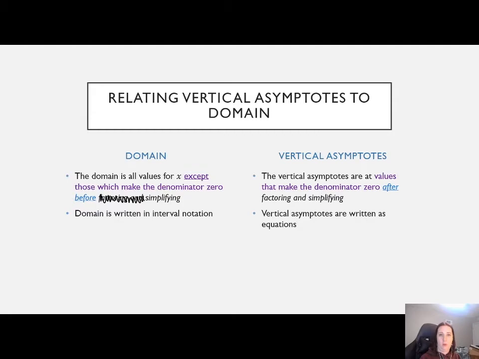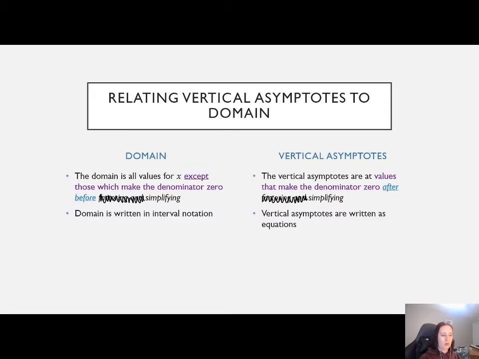And then you write your domain in interval notation. Vertical asymptotes, on the other hand, are found after the simplifying, but you're still factoring. So that's the difference. One's found before, one's found after. And then those are written as equations. So one is written in interval notation, one is written as equations. The numbers are almost exactly the same every time. So that's why people get confused, because your domain might be all values except x equals 2, and then your vertical asymptote is x equals 2. So they're very similar, but it's how you write them that's different. And there are slightly different ways of finding them, and that before and after simplifying does matter, because there are things that show up in the domain that may not be asymptotes.